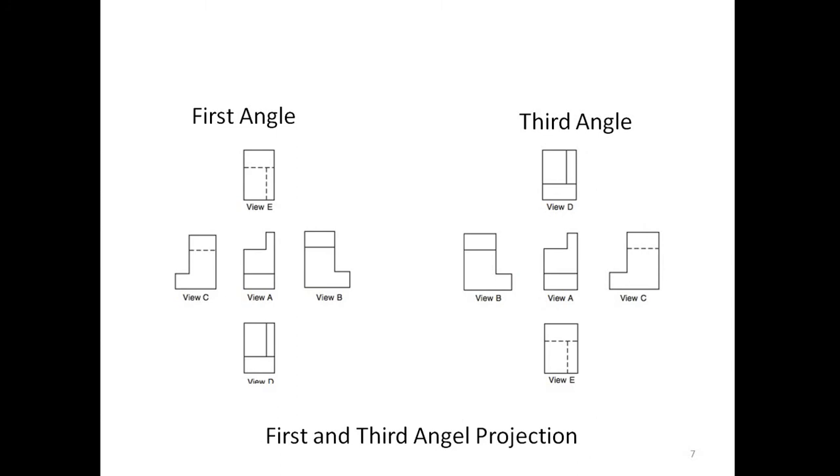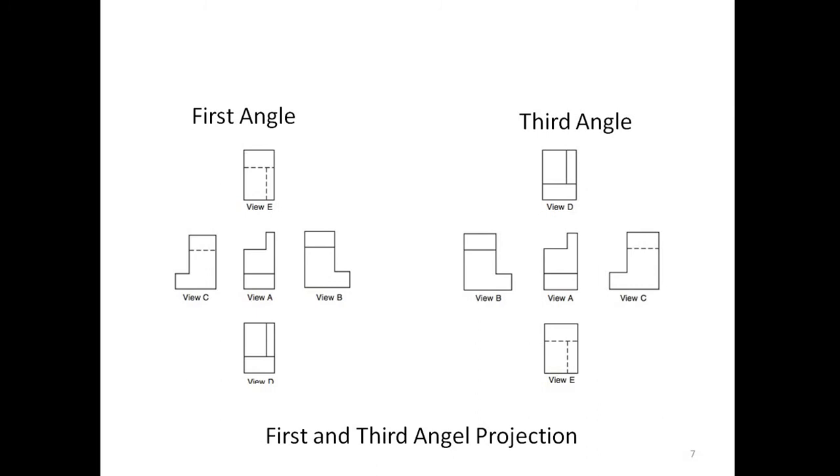This is one good example taken to differentiate between first angle and third angle. From it, it is clear that view A is considered the front view, then view B becomes the left hand side view, view C becomes the right hand side view, view E becomes the bottom view, and view D becomes the top view. It is in the case of the first angle projection method.